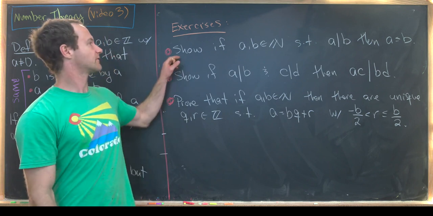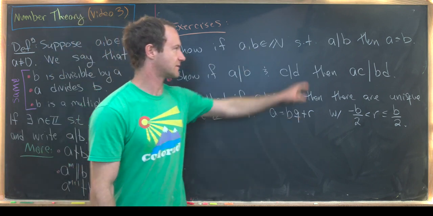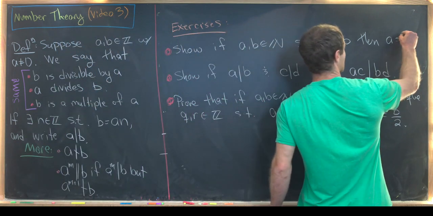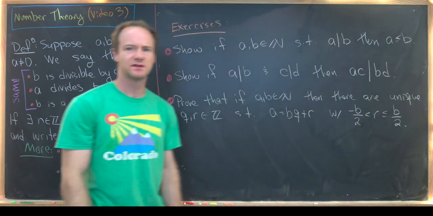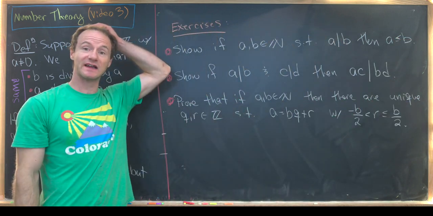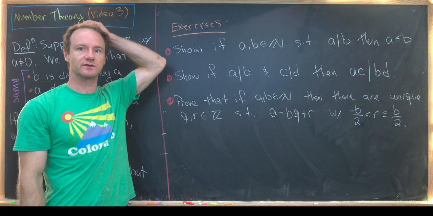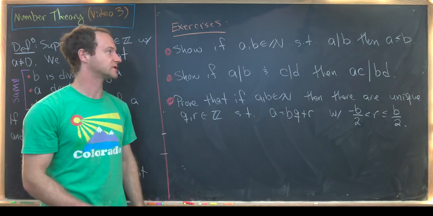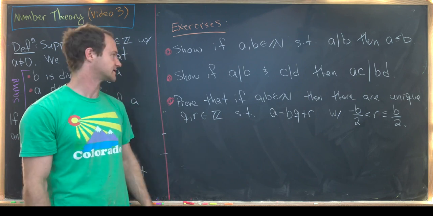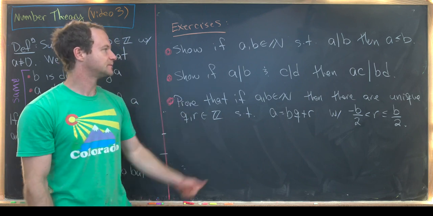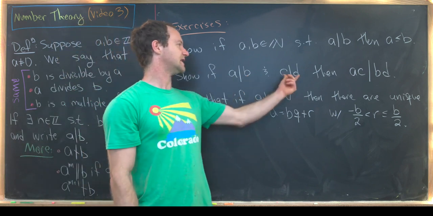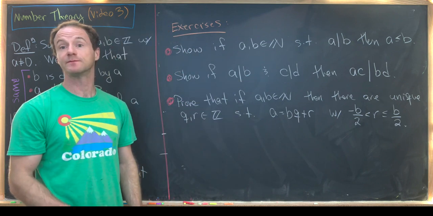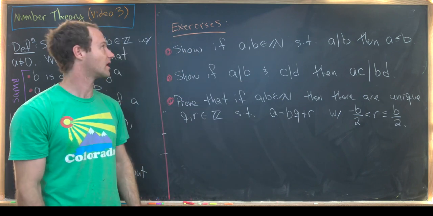Okay, so the first one says that if a and b are natural numbers such that a divides b, then a is less than or equal to b. So that kind of makes sense. Let's just think of some examples. 5 divides 10, and 5 is most definitely less than or equal to 10. Well, 4 divides 12, and 4 is less than or equal to 12. Okay, seems to make sense. Now let's look at this next one. So we want to assume that a divides b and c divides d, and then we'll show that ac divides bd. So again, that's another nice warm-up type problem.